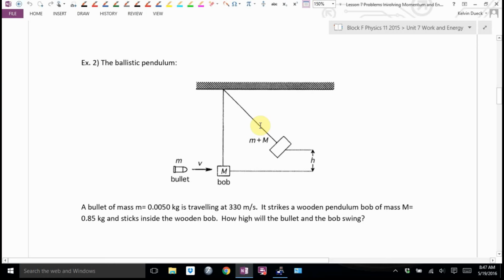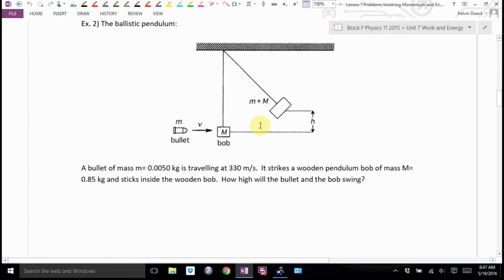So it says this. A bullet of mass 0.005 kilograms, a very lightweight bullet, is traveling at 330 meters per second, the speed of sound. It strikes a wooden pendulum bob of mass big M equals 0.85 kilograms and sticks. How high will the bullet and the bob swing?